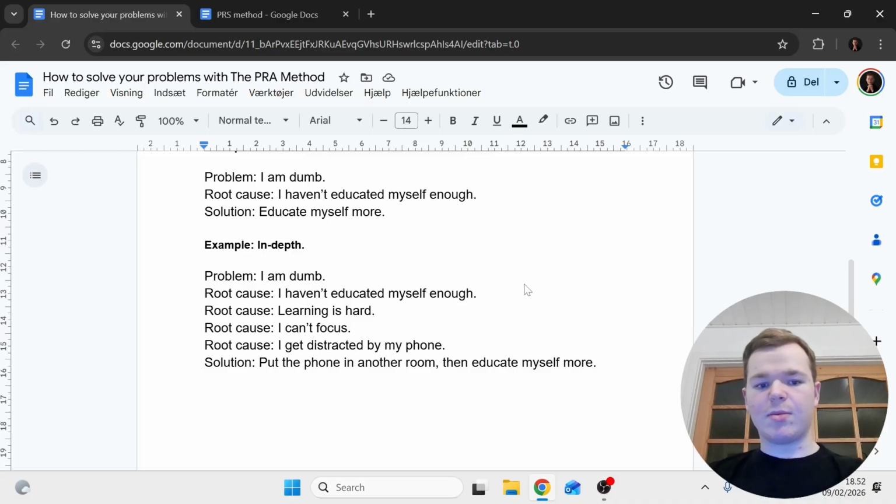These two examples pretty much just show that if you have this problem right here, that you think you are dumb, it's the same as here, but here the solution is pretty surface. It's pretty much just on the surface. You need to educate yourself more. Whereas here, the solution is actually more in depth and specific. Therefore, you know exactly what to do in order to solve the problem.